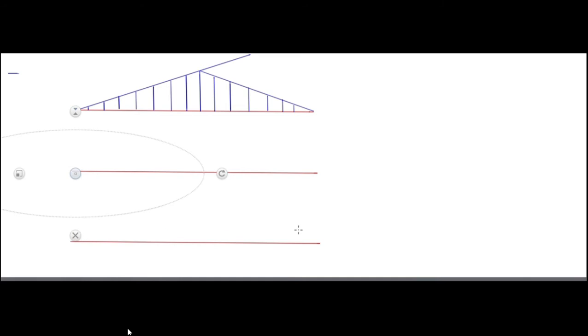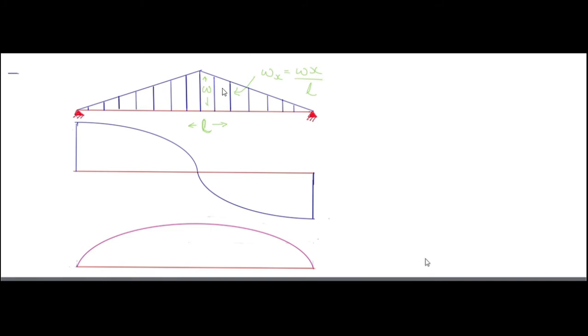So this is the UVL applied on a simply supported beam. This is a question, or an example. First one is the simply supported beam on which the UVL is acting. Second one is the shear force diagram, and third one is the bending moment diagram for that simply supported beam on which UVL is acting.